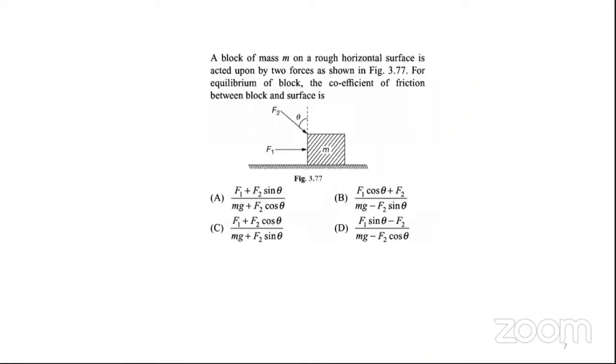Alright, let's take the last question for today's session. A block of mass m on a rough horizontal surface is acted upon by two forces. For equilibrium of the block, the coefficient of friction between block and surface is?